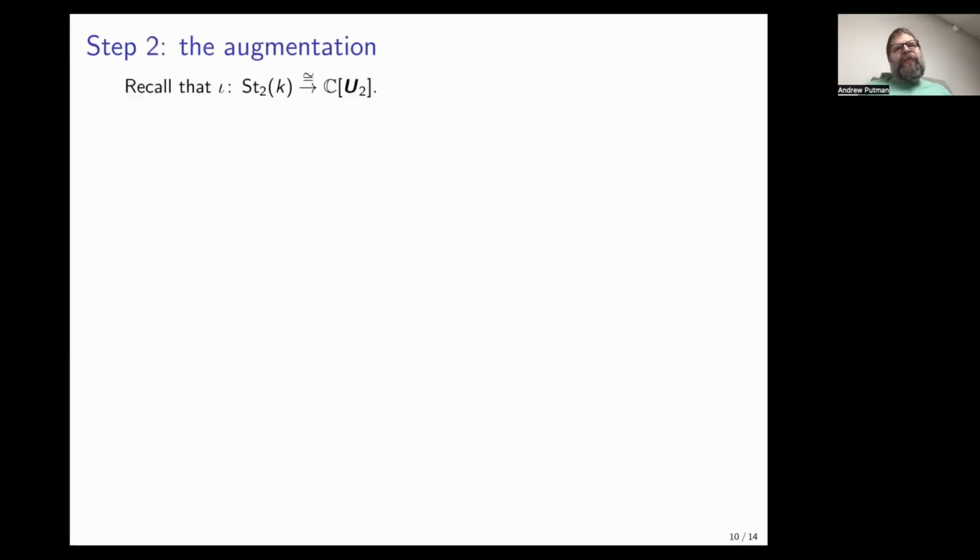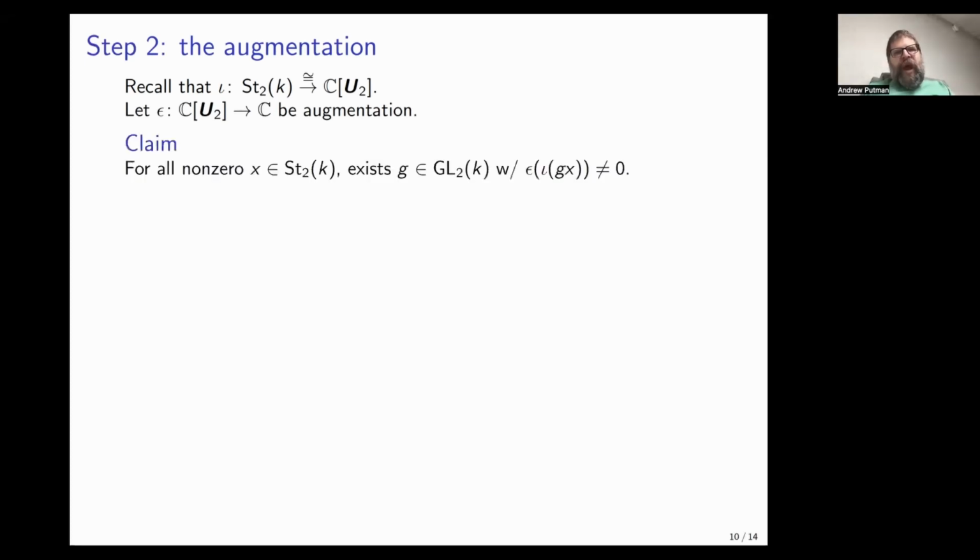And so I'm keeping this vector space isomorphism right there. Let epsilon from the group ring to C be the augmentation map. So it just sums the coefficients of the matrices. And what I claim is that the augmentation ideal of the group ring does not correspond to a subrepresentation. What do I mean by that? So here's the claim.